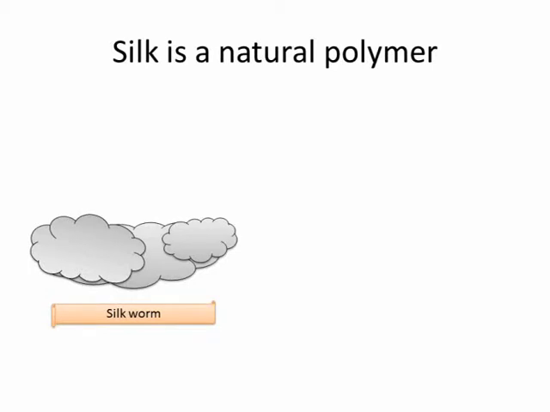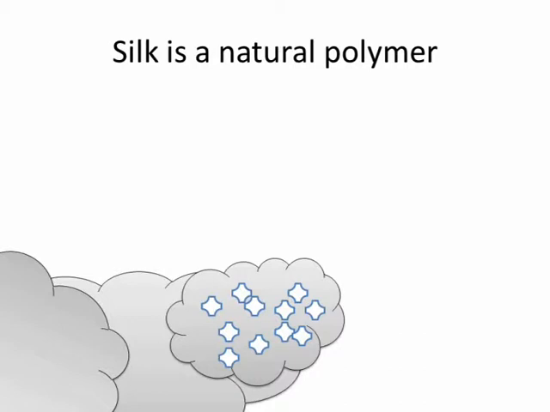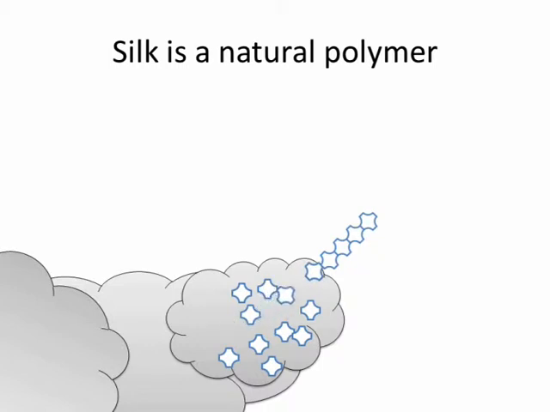So how does it work? Let's take a look inside the silkworm. The silkworm is able to produce small molecules called monomers. A monomer is a small group of atoms that's able to join together to form a chain. So the silkworm makes a lot of these monomers, and they join together to make a chain, and the polymer chain is then pushed out of the silkworm.